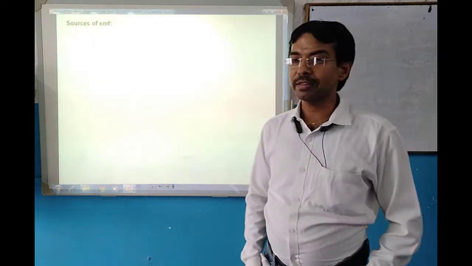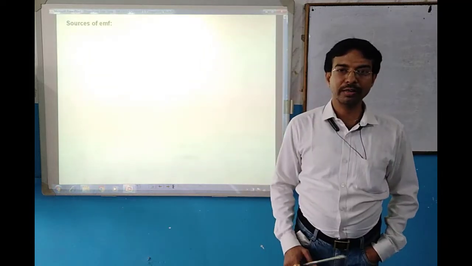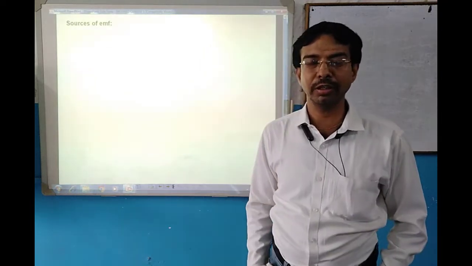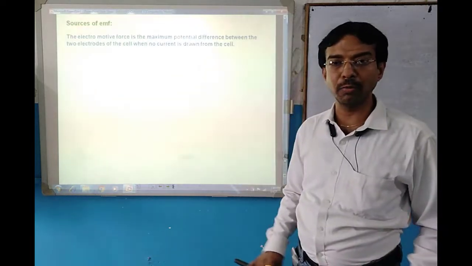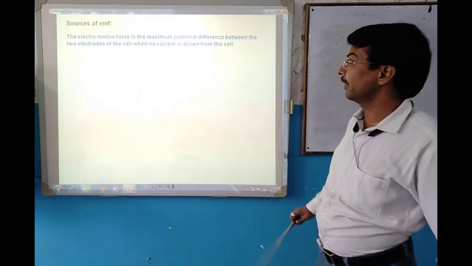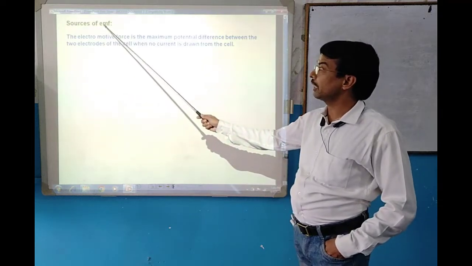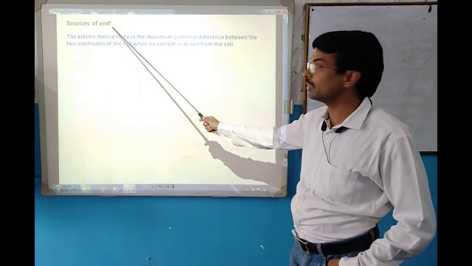Now I will discuss the electromotive force. After discussion of the color coding of carbon resistor, we will start the new topic of the same chapter, which is known as the electromotive force. Okay. So here it is given as the source of electromotive force. The short form is EMF.